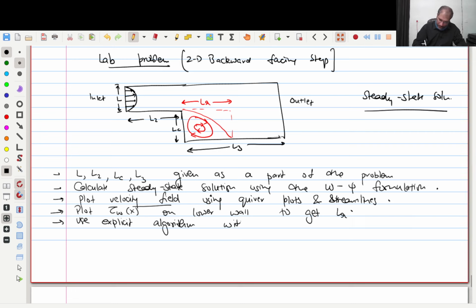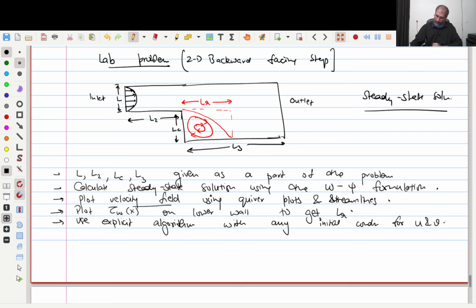So use an explicit equation with any initial condition for u and v. The easiest one to use is you start with u equal to 0 and v equal to 0, but that may not give the fastest convergence. Rather, if we supply u equal to the inlet parabolic profile everywhere, because the flow will be moving from left to right, it won't be 0 in the final state. So the closer we are to the steady state solution, the quicker it will be in terms of the number of time steps we require in the explicit algorithm. So we'll use an explicit algorithm with any initial condition for u and v, and we'll continue this until we get convergence.